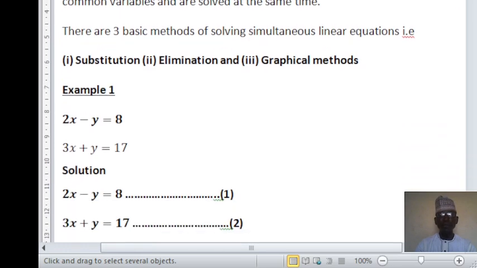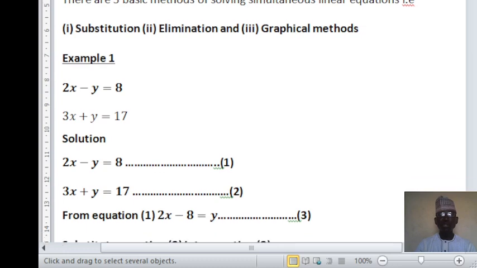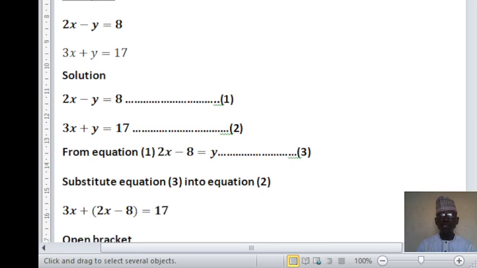Example 1 says solve simultaneously: 2x minus y equals 8, and 3x plus y equals 17. Now we take the solution of this.